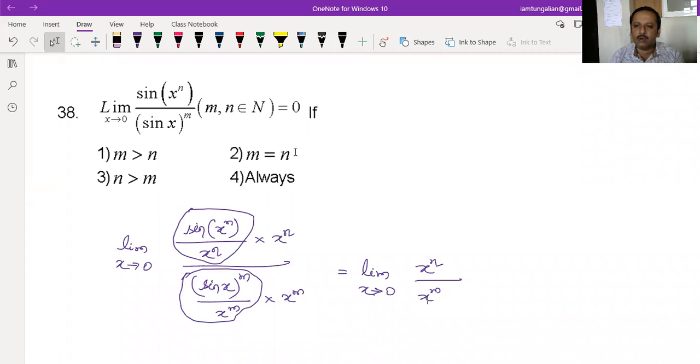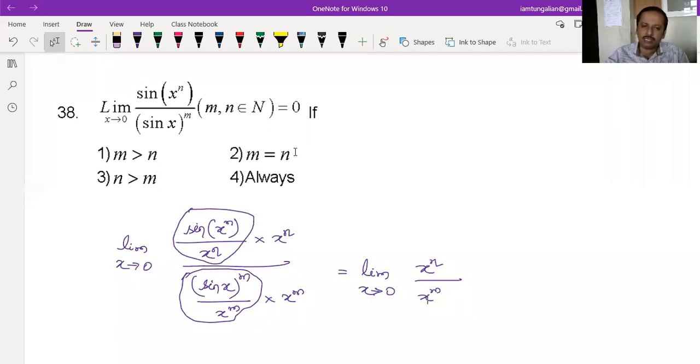Okay. See now, let me explore all possibilities. If I say m is equal to n, then x power m, x power n gets cancelled. Then what will remain? 1 will remain. Limit x tends to 0, 1 will be equal to 1, right? So that cannot be the answer. So it is equal to 0 means the degree of the numerator must be larger. Degree of the numerator must be larger.